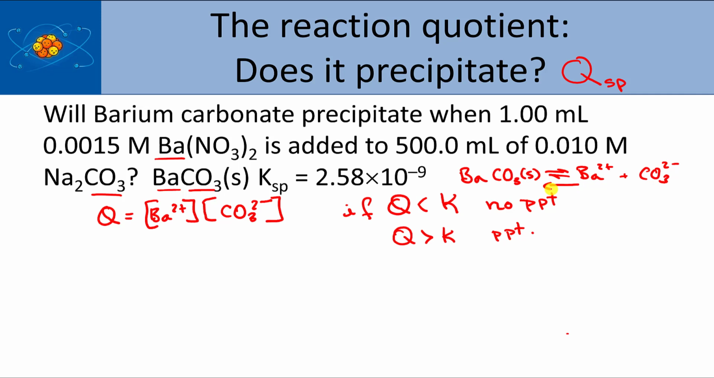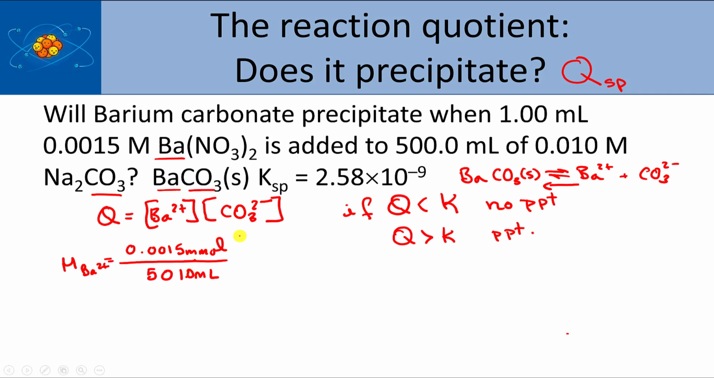Well, what do you need to do in this problem, right? You need to calculate the molarity of each ion. So in order to do that, the molarity of barium ion is the moles of barium, which we're going to do in millimoles. That's our favorite, right? So 1 milliliter times 0.0015 moles per liter, that'll be 0.0015 millimoles. And that's going to be divided by 500 milliliters. Actually, 501 milliliters.